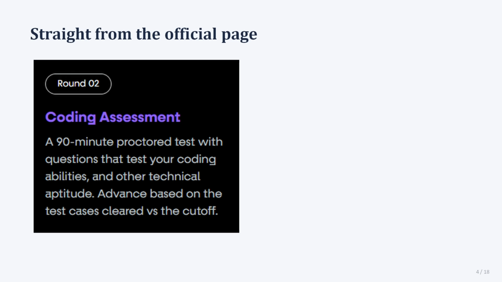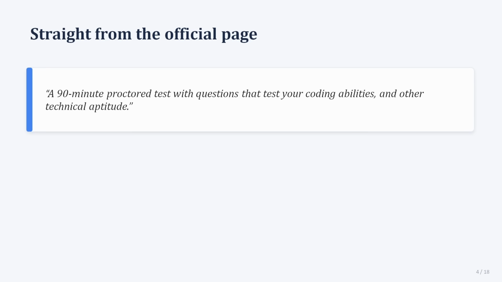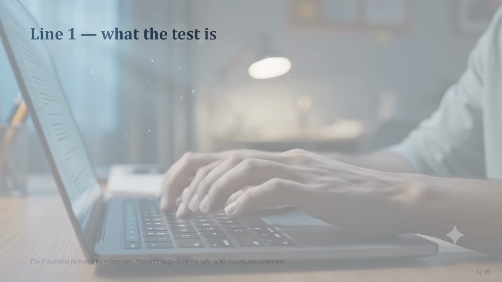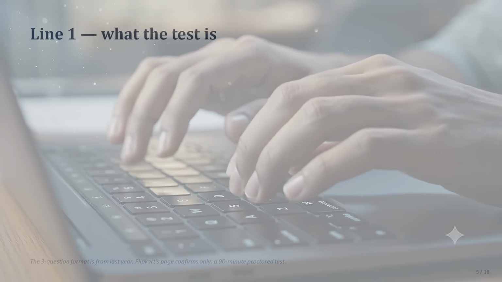Flipkart gives you just two short lines about round 2. That's it, but they hide everything you need. A 90-minute test that checks your coding and technical skills. You advance based on test cases cleared versus the cutoff. Two lines, let's decode them one at a time. Line 1, broken into 4 simple facts.